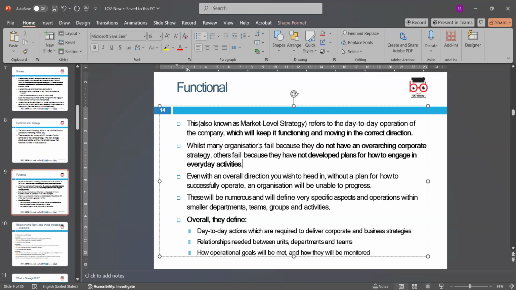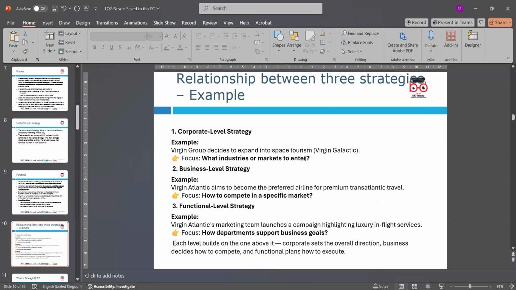So in function level strategy, you are following the corporate and business strategy, as I have already explained. Then you need to consider the relationship between units, departments and teams, how operational goals will be met and how they will be used. So see, I'm going to show over here how it works. All these strategy levels depend on the previous strategic level.